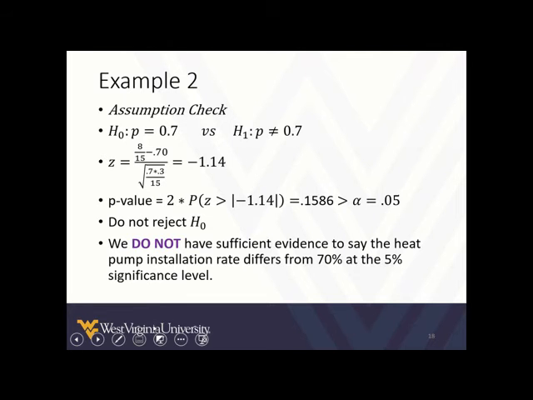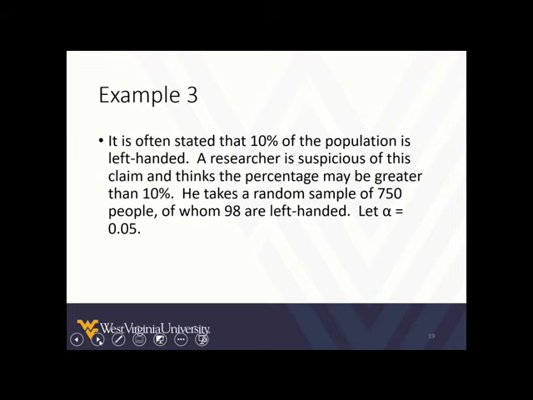All right, very good. So let's do one more example, and this time I will work it out a little bit slower, and we can use the critical value method because the previous 2 methods I did p-value. It is often stated that 10% of the population is left-handed. A researcher is suspicious of this claim and thinks the percentage may be greater than 10%. He takes a random sample of 750 people, of whom 98 are left-handed. Let alpha equal 0.05.